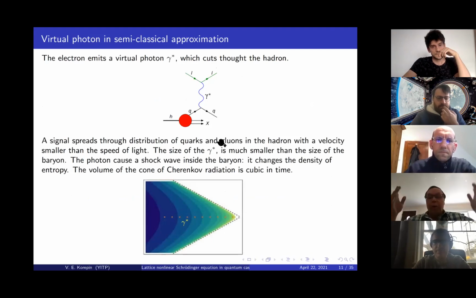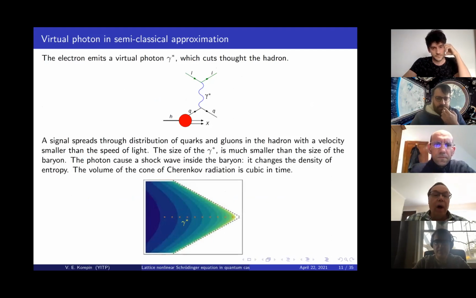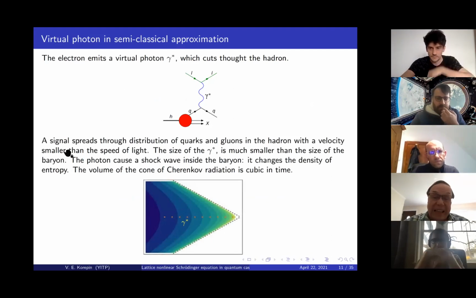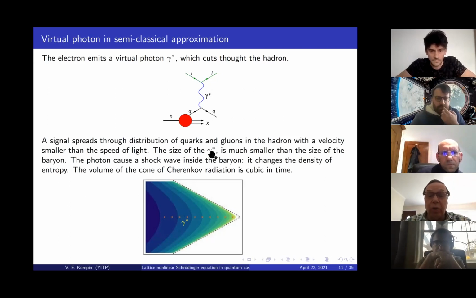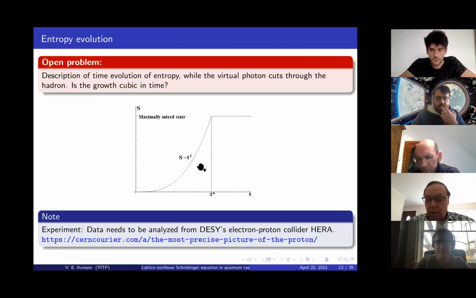I come to the first open problem, which is the spread of the entropy inside of the hadron. First of all, inside of the hadron there is of course some kind of soup of quarks and gluons, and the signal spreads through this distribution of quarks and gluons with a velocity smaller than the velocity of light. On the other hand, the physical size of this virtual photon is much smaller than the size of the baryon. So when the photon gamma star goes through the hadron, it causes a shockwave in the semi-classical approximation.